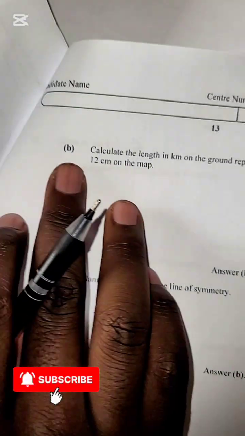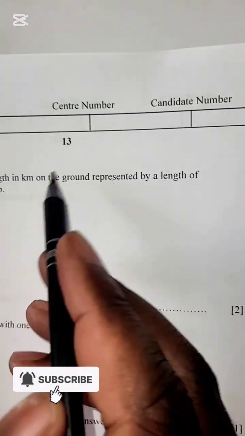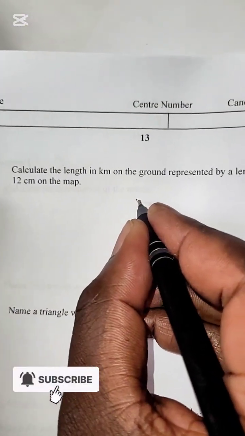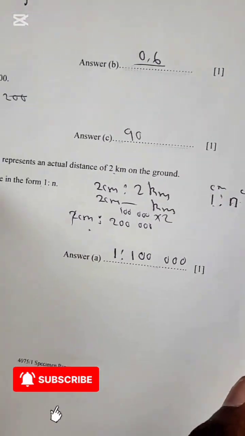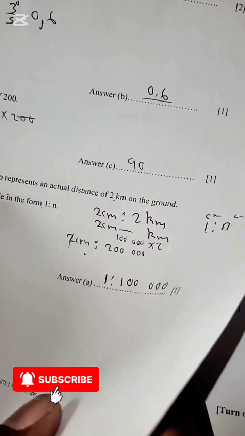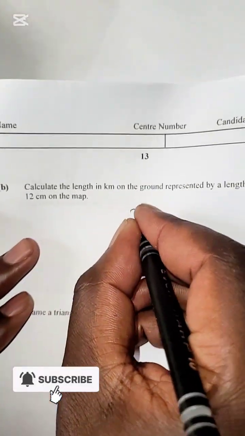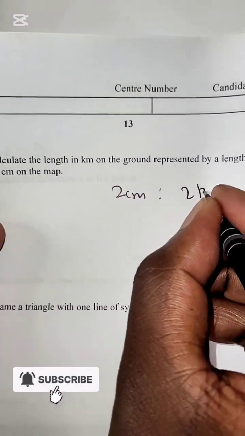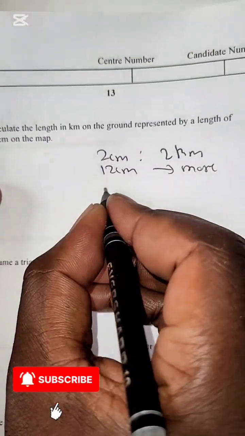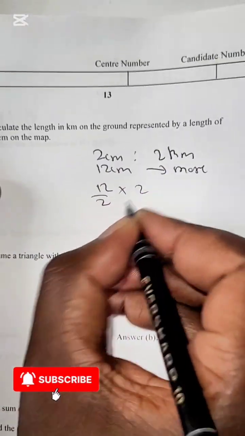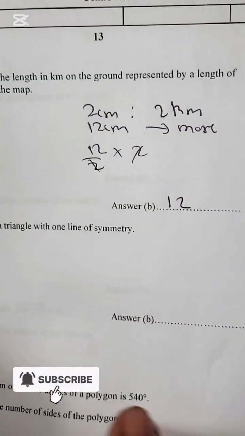All right. So we are asked to calculate the length in kilometers of a ground distance represented by a length of 12 centimeters. From our first scale, it was saying 2 centimeters represents 2 kilometers. So 2 centimeters is representing 2 kilometers. What about 12 centimeters? Are we getting more or less? We are getting more. We're going to say 12 over 2 multiplied by 2, that's 12.